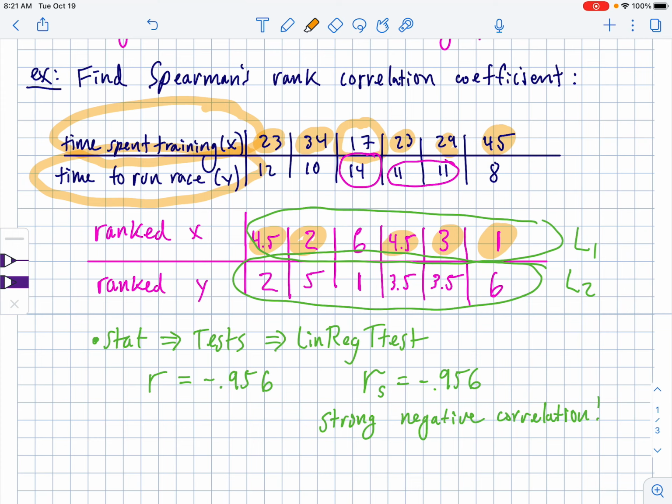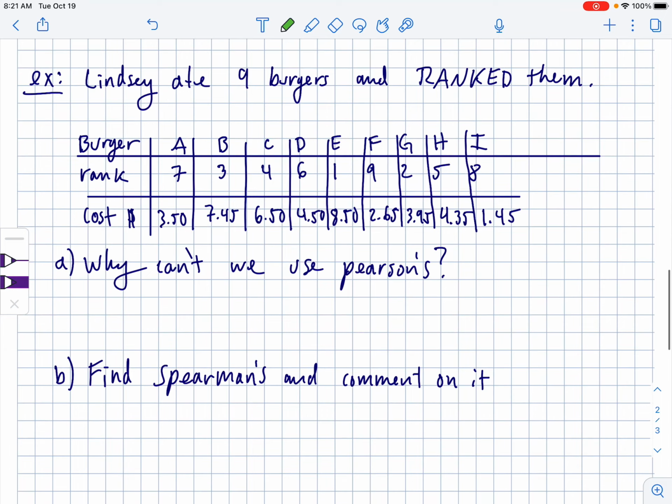So that means that the more time you spend training, the less time you're going to run the race in. Like the time to run the race will decrease as you spend more time training, which makes sense. So more training equals less race time.